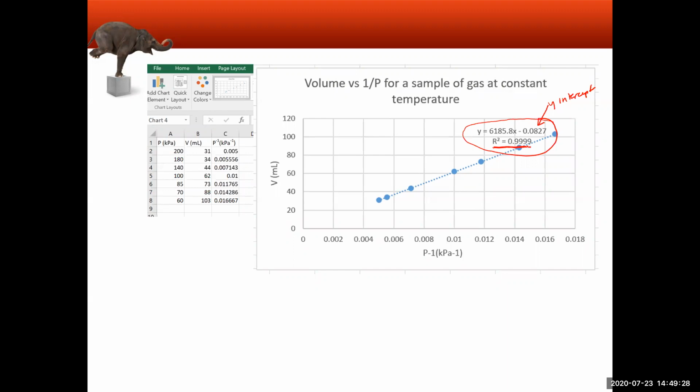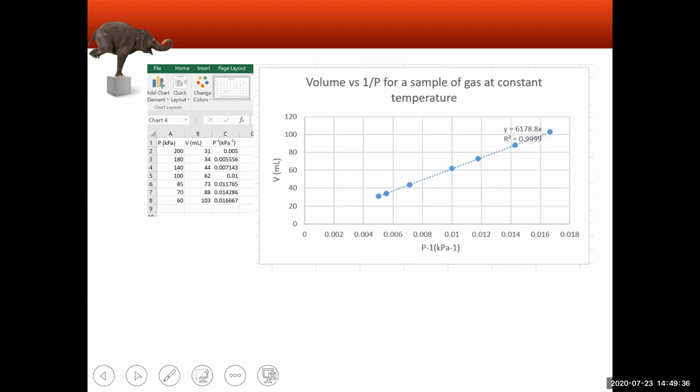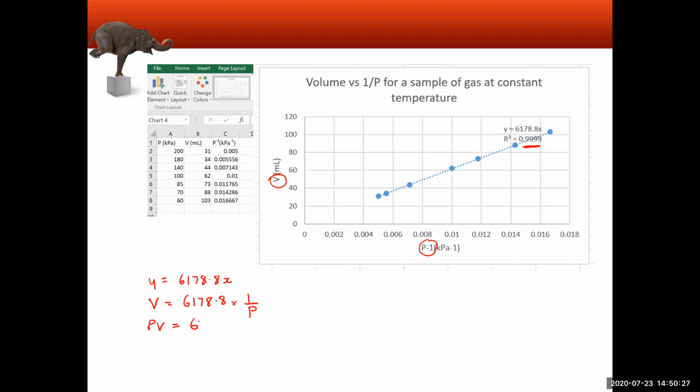But what if I forced the graphing software to include the 0,0? This is the graph I get. And you can see I still have that excellent r squared value. So I'm going to be very happy with that. What I've got here is an equation of a line, which is y is 6178.8 x, but my y-axis is actually volume, and my x-axis is actually p to the minus 1. So volume is equal to 6,178.8 times 1 over pressure. And if I do a little bit of algebra on that, then I get PV equals 6,178.8.